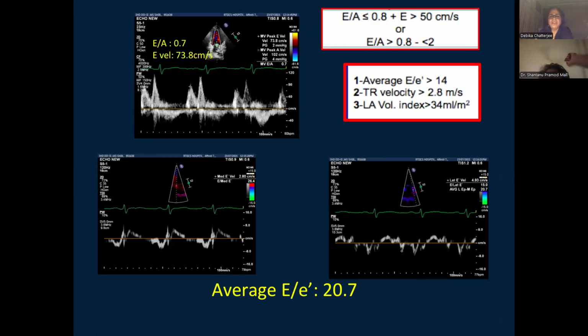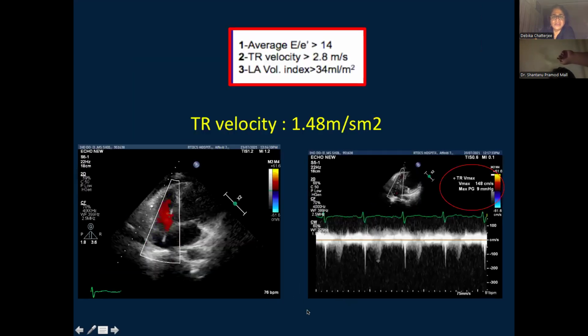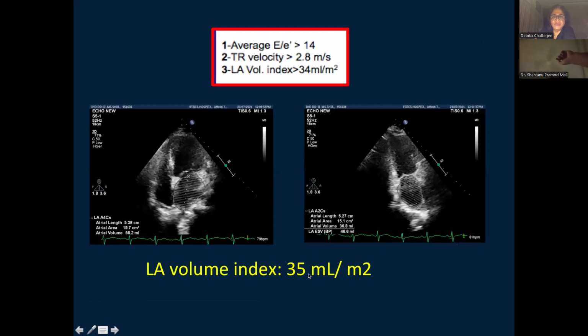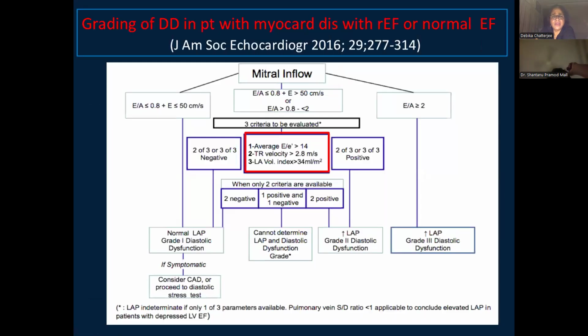The tissue Doppler imaging, average E/E prime using tissue Doppler imaging, more than 14. So this first case is fulfilling the criteria. 20.7 is the average E/E prime. So one criterion is done. Now let us see the TR. TR gradient velocity is 1.4. So this is not getting fulfilled. Number 2 criterion is not fulfilled. And number 3, LA volume index is 35 ml per square meter. So 2 criteria are fulfilled. So it goes into grade 2 diastolic dysfunction.